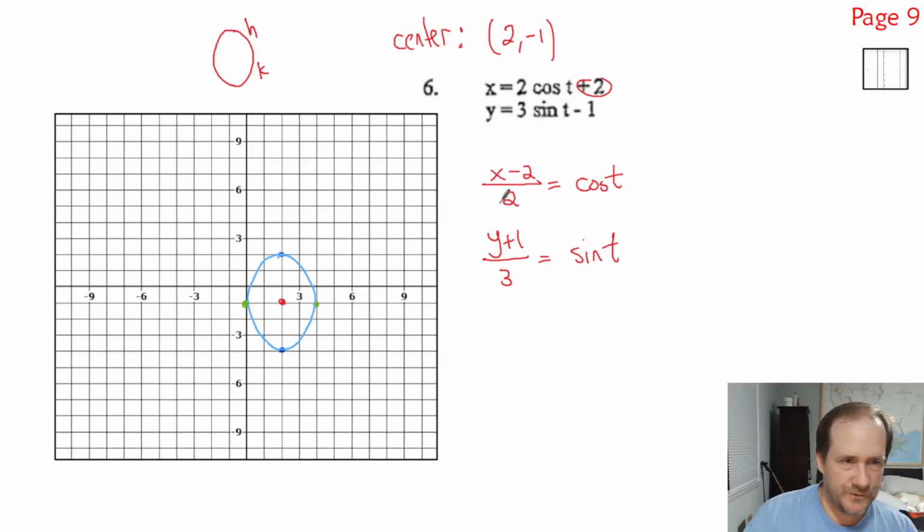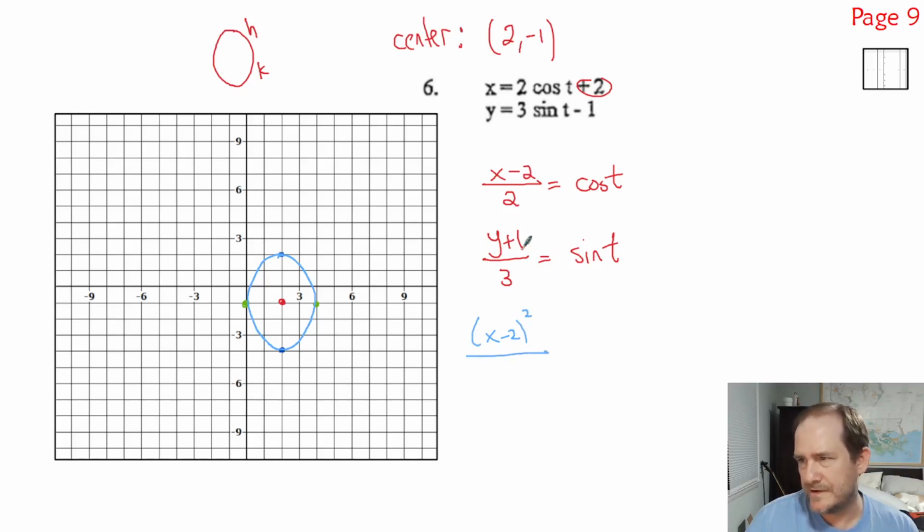Now from here you can square both sides. So you'll get x minus 2 all squared, and don't expand that out, just leave it alone. You'll square the 2 as well, so your denominator goes to 4. That's going to equal cosine squared. Do that again to the y equation and you get y plus 1 all squared over 9, and that equals sine squared.